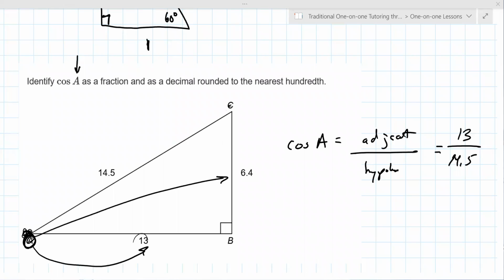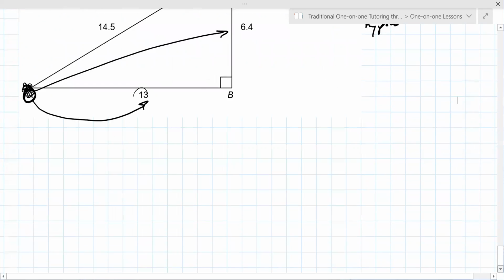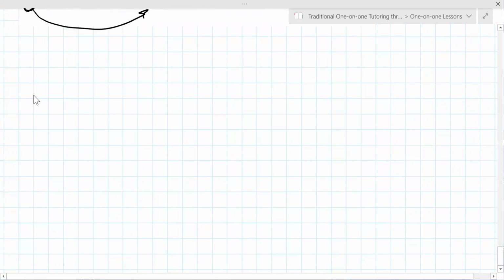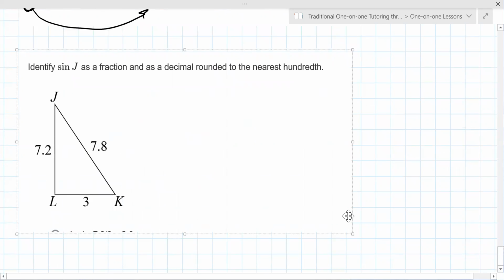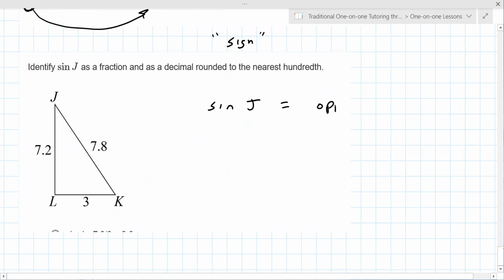All right. So there are other trigonometric functions. There's actually 6. Yes, you need to learn them all. Okay. Identify sine J as a fraction. So it's not sin, it's sine. It's pronounced sine, and written sin. So sine J this time is the opposite leg over the hypotenuse.